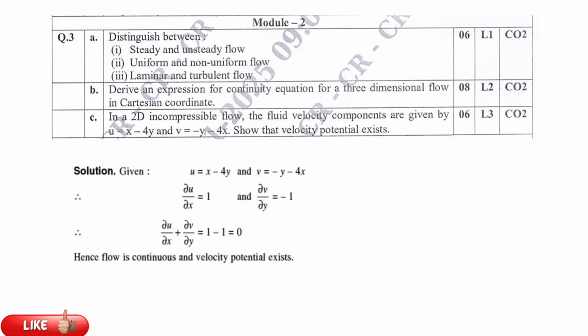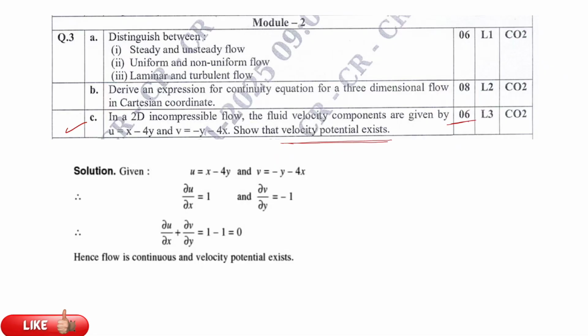Module 2, question number 3C. In a three-dimensional incompressible flow, the fluid velocity components are given by u is equal to x minus 4y and v is equal to minus y minus 4x. Show that velocity potential exists or not.